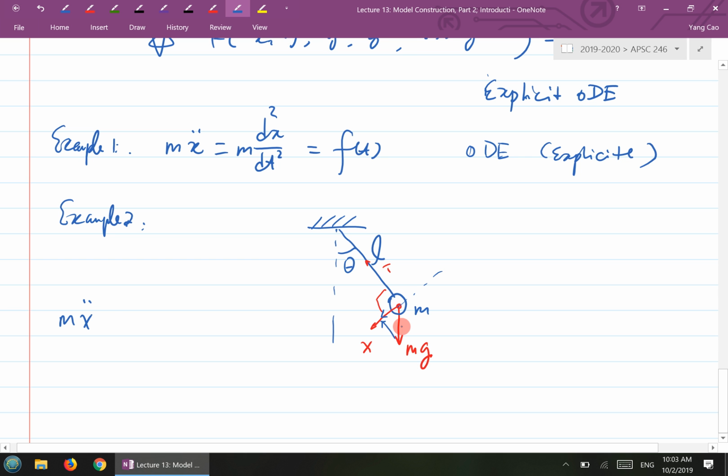And mg, that equals to, what does that equal to? This is theta here, right? This is theta. So that's theta here. So mg sine theta.